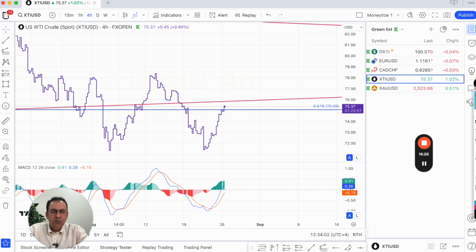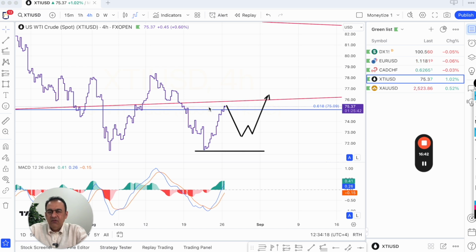We will see one more leg downwards, and if this level is not broken by the sellers, then buyers are definitely enjoying the majority in the crude oil market, and we can expect a push in the upward direction.